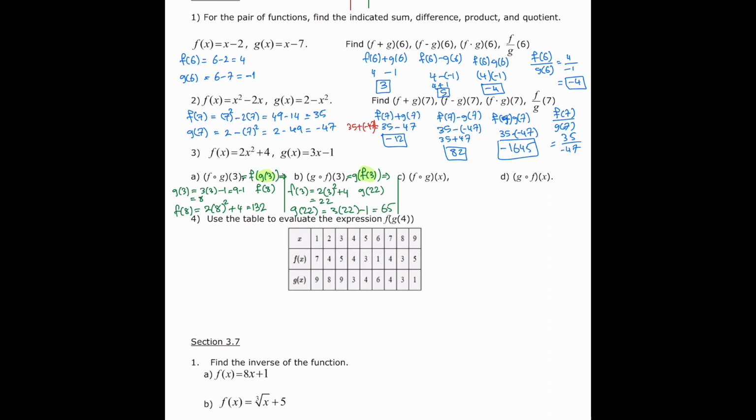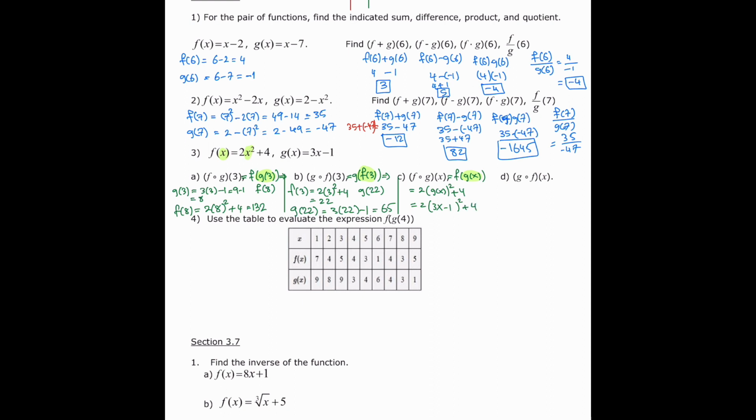That is B. C, we need to find f of g of x, which means we're going to write each x in f of x as g of x. So this is going to become 2 times g of x all squared. So I just removed each x in f of x and replaced it with g of x, and then plus 4. Now I know what g of x is, so I'm going to replace it here. That is 3x minus 1 plus 4.